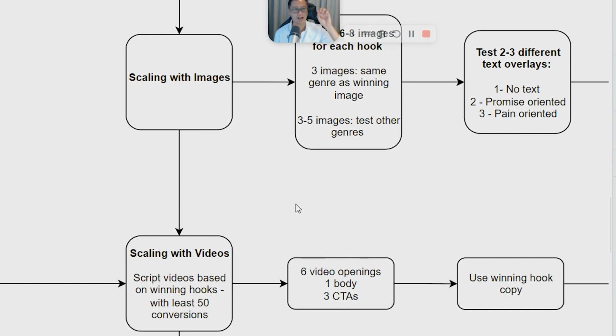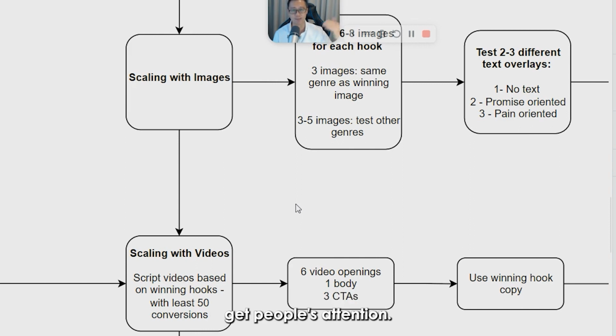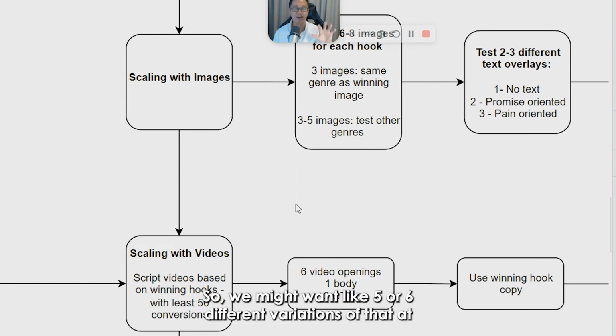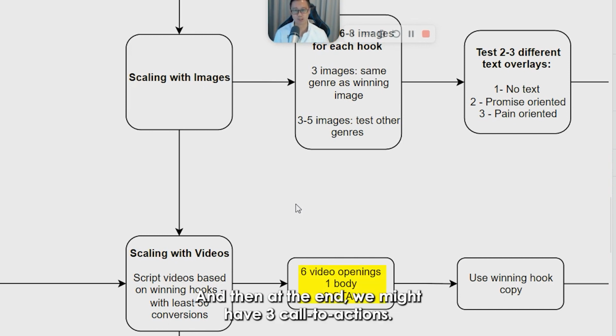The first 5-10 seconds is absolutely critical, right, to get people's attention. So we might want 5 or 6 different variations of that at the start, to see which variations actually work to capture people's attention. And then at the end, we might have 3 calls to action. One might be a stronger, more direct call to action.